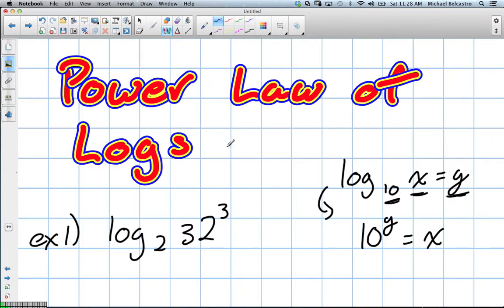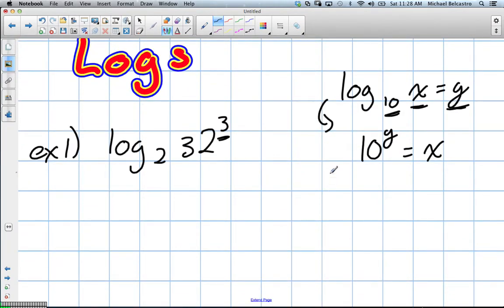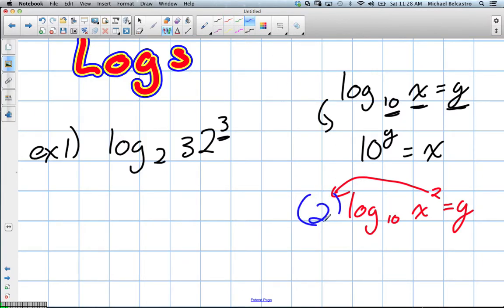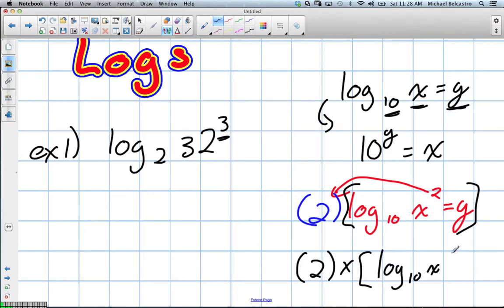Now, when we have a power of a log, so we're putting something up, we'll rewrite another rule here. Same idea, log base 10 x to the power of, let's say, 2 equals y. Okay, what we do in this case is this 2 actually comes to the front of the equation. So it then becomes multiplied by 2. So really we can rewrite this as 2 multiplied by everything we had before, where we can still write it as log base 10 x, which is technically equal to y.